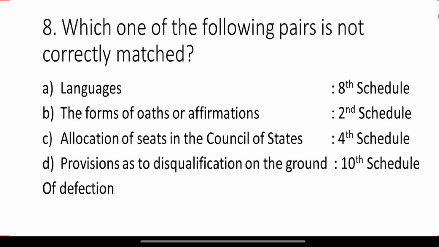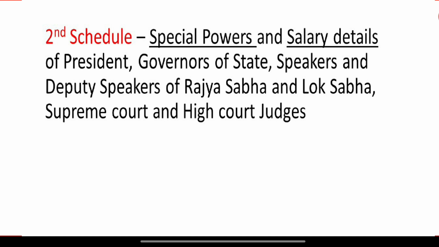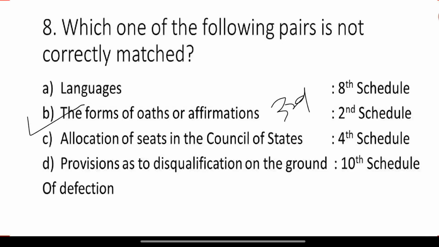Which one of the following pairs is not correctly matched? Languages, Eighth Schedule; forms of oaths or affirmation, Third Schedule, so that pair is wrong. So option B is correct. Allocation of seats in the Council of State, Fourth Schedule, correct. Provision as to disqualification on the ground of defection, Tenth Schedule. The Second Schedule contains special powers and salary details of the President, Governors of States, Speakers and Deputy Speakers of Rajya Sabha and Lok Sabha, and Supreme Court and High Court Judges.